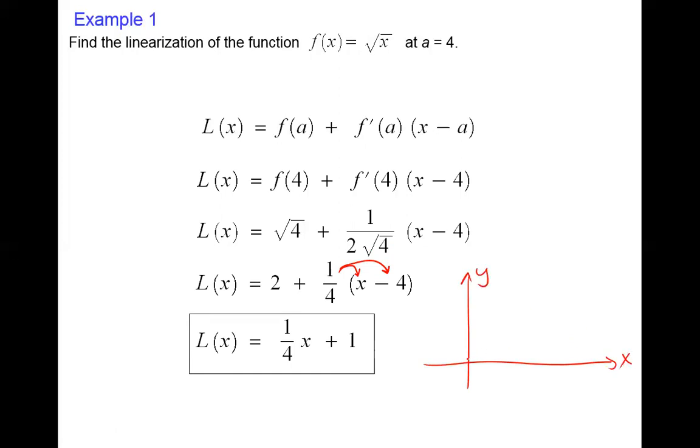Let's see how this looks. Square root of x, and at 4, we will have the tangent line. Okay, and I can use L of x, 1/4 x plus 1. And we can see that close to the point 4, the blue line and the actual curve look almost the same.